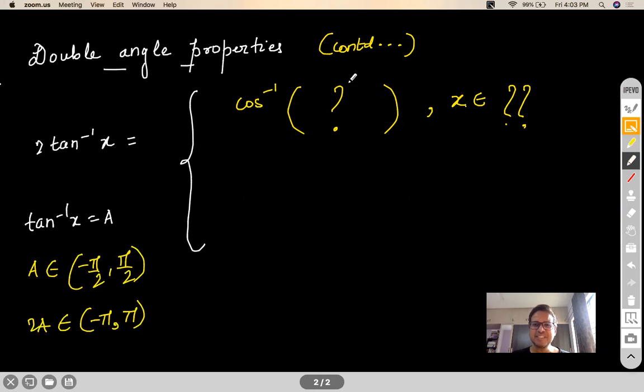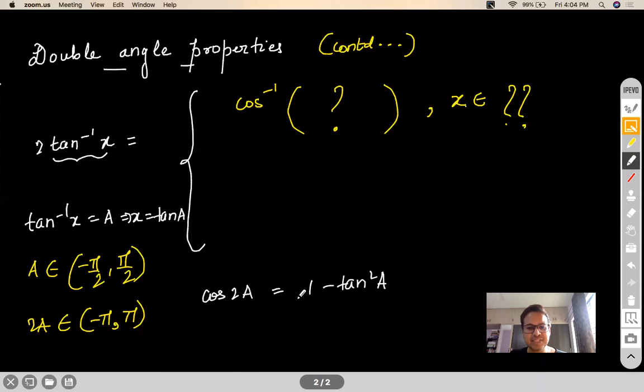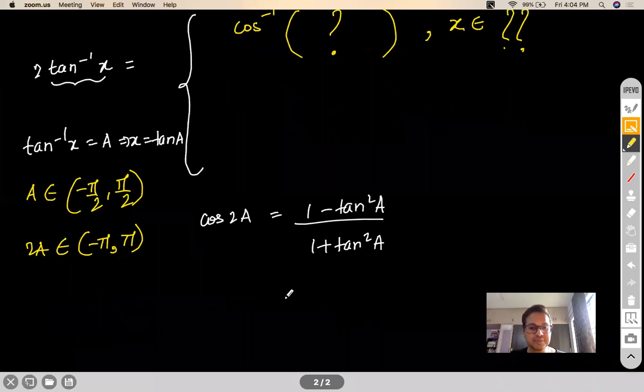Please pay attention. The first thing is I want to know this question mark. If you take cos on both the sides, you are basically getting cos 2A on the left side. Cos of 2A I need to write in terms of x. x is nothing but tan of A. So how do you write cos 2A in terms of tan A? Simple: 1 minus tan square A by 1 plus tan square A. And this is nothing but 1 minus x square by 1 plus x square.